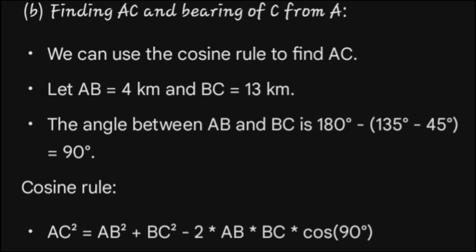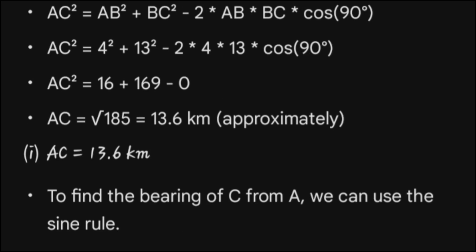B. Finding AC and the bearing of C from A. We can use the cosine rule to find AC. Let AB equals 4 kilometers and BC equals 13 kilometers. The angle between AB and BC is 180 degrees minus 135 degrees plus 45 degrees equals 90 degrees. Cosine rule: AC squared equals AB squared plus BC squared minus 2 times AB times BC times cos 90 degrees.